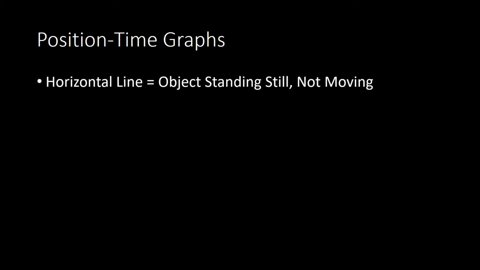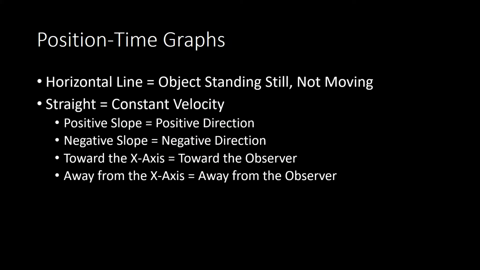So how do you know whether it's positive, negative, or standing still? Well, a horizontal line means that the position is not changing, so the object is standing still or not moving. The time still goes on, but the position does not move. A straight line means that it has a constant velocity, so if that straight line is horizontal, that constant velocity is 0. If that straight line has a positive slope, then it is moving in a positive direction. If the straight line has a negative slope, then it is moving in the negative direction, and therefore has a negative velocity.